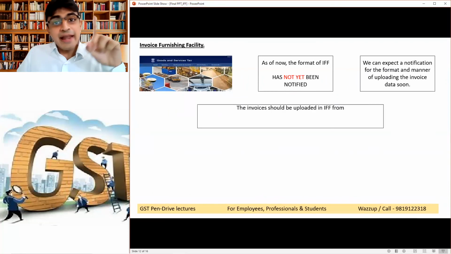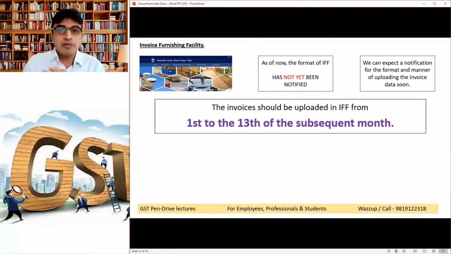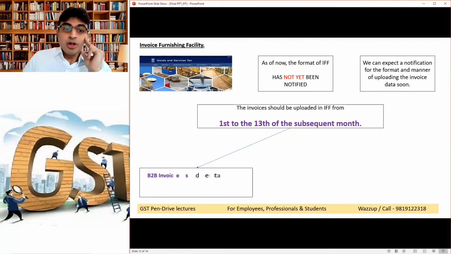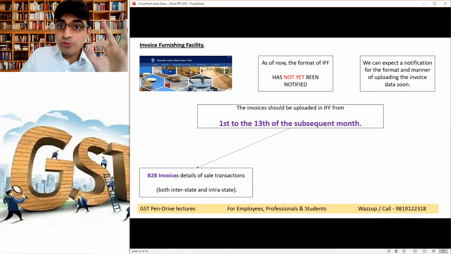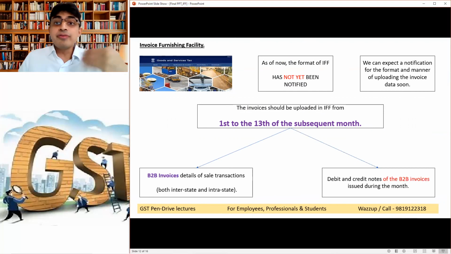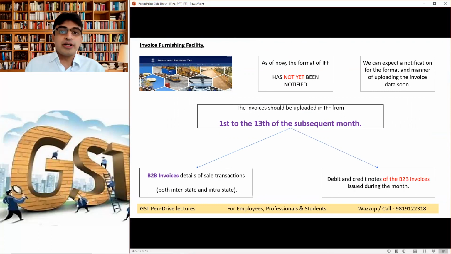The invoice can be uploaded by the supplier during 1st to 13th of the subsequent month. So January is ongoing, January ends, then from 1st Feb to 13th Feb you can upload invoices anytime through the invoice furnishing facility. Okay, and it will be only for B2B invoices, not B2C, because the recipient will not get ITC. It's a facility only for B2B invoices, both inter or intrastate. And even the debit and credit notes in relation to B2B can be uploaded.